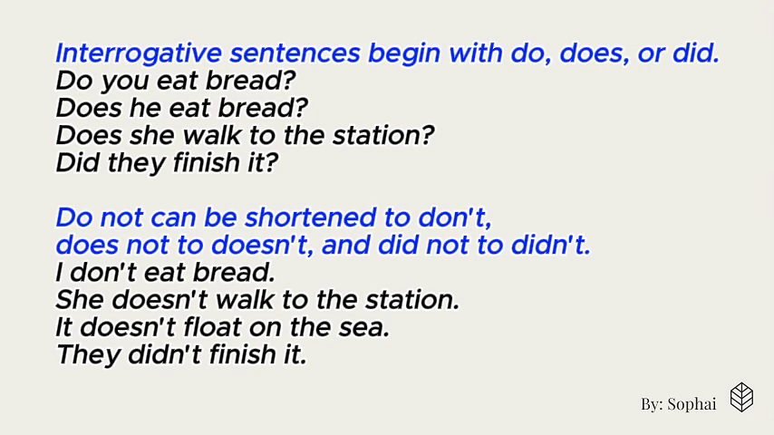Interrogative sentences begin with do, does, or did. Do you eat bread? Does he eat bread? Does she walk to the station? Did they finish it? Do not can be shortened to don't, does not to doesn't, and did not to didn't. I don't eat bread. She doesn't walk to the station. It doesn't float on the sea. They didn't finish it.